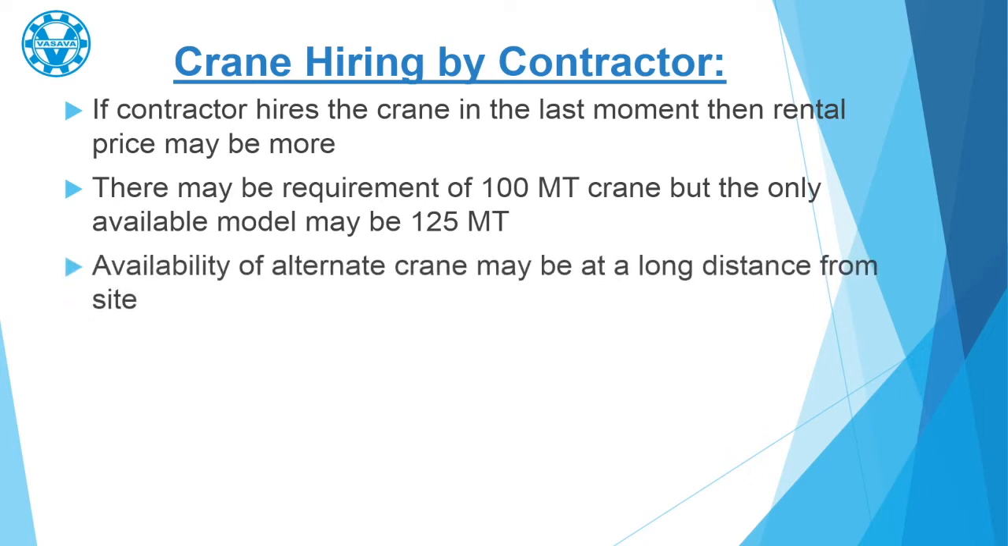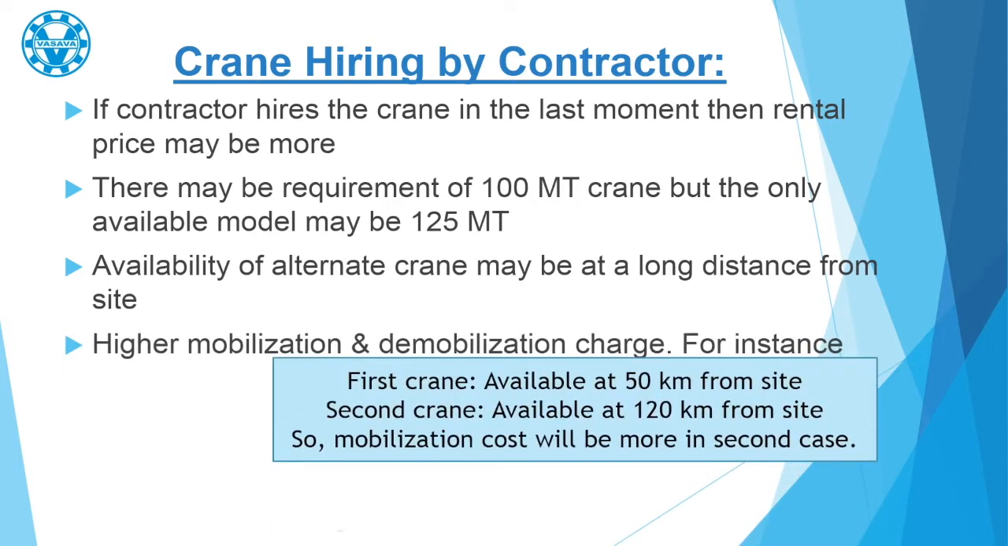Also, it may so happen that the alternate crane is available at a location at a long distance from site, in comparison to the earlier selected crane. Consequently, the mobilization and demobilization expenses of the alternate crane may be higher than the initially selected crane. Suppose the earlier crane was supposed to come from a distance of 50 km from site, and the second crane was available from 120 km from site. Naturally the expenses of mobilization will be higher for the second crane.